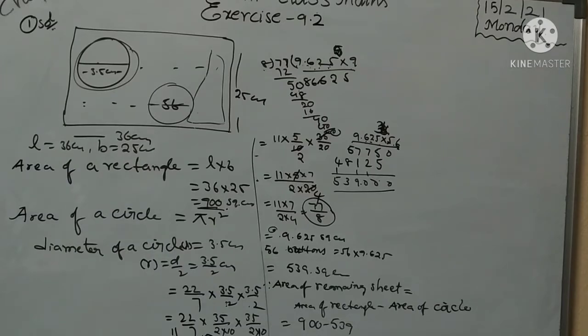Okay children, did you understand this one? First find the area of a rectangle and next find the area of one button. What is the shape of a button? Circular. What is the formula of area of a circle? Pi r square. So here 56 buttons. First we will find the one button area. After that we will find the 56 buttons area. Then finally area of the rectangle minus 56 buttons area is equal to the remaining acrylic sheet area. Okay, understand that?